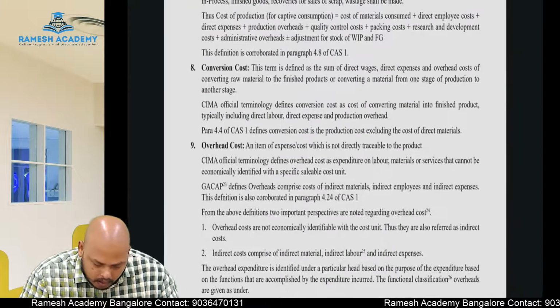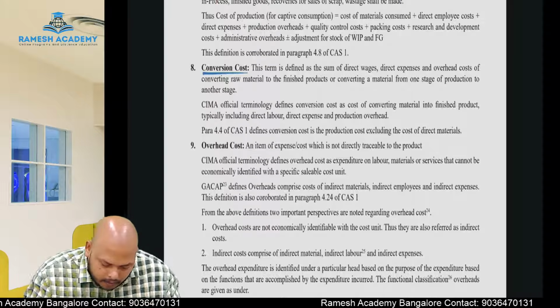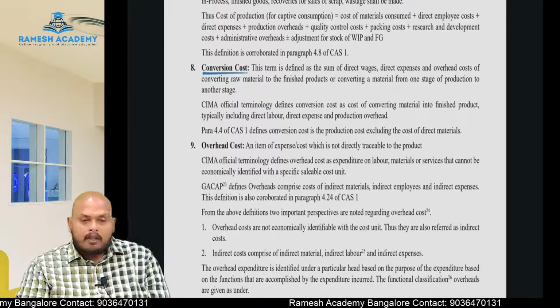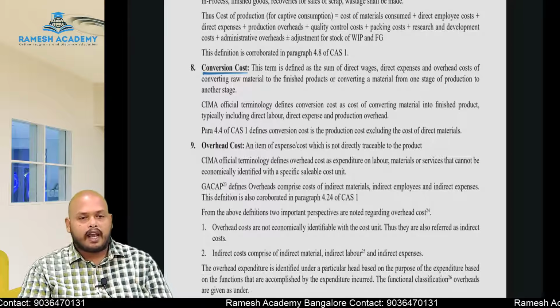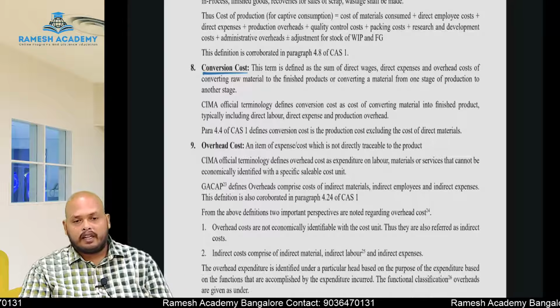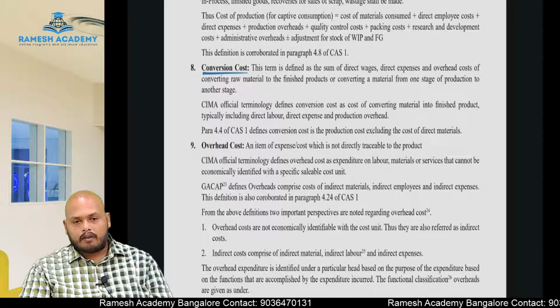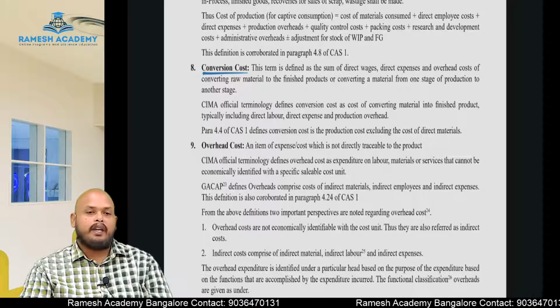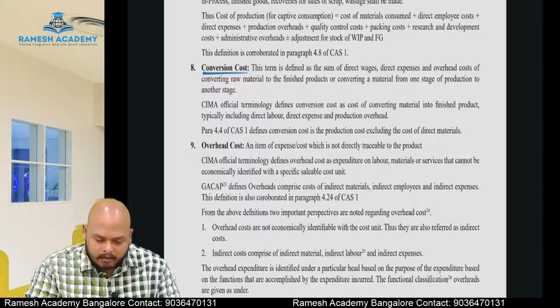Next, conversion cost. What do you mean by conversion cost, sir? This is important, you have to understand. The cost other than material, which is incurred for converting a raw material into finished goods, that we will call a conversion cost. The cost which is incurred other than raw material, that we will call a conversion cost.